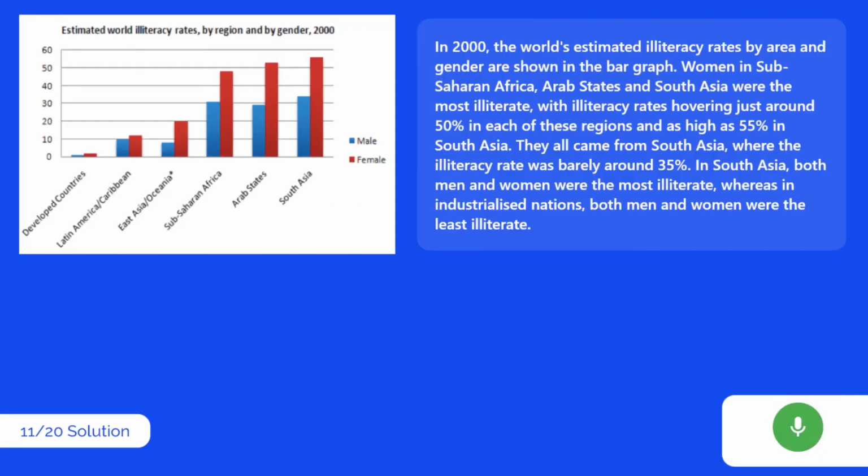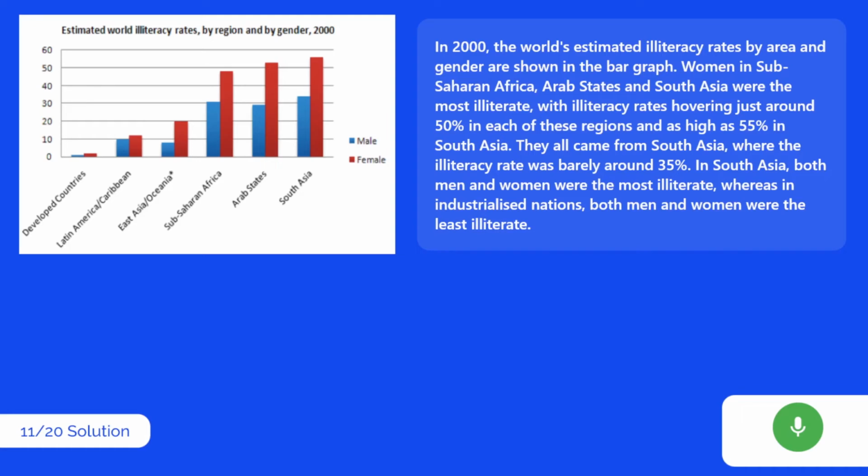In 2000, the world's estimated illiteracy rates by area and gender are shown in the bar graph. Women in sub-Saharan Africa, Arab states and South Asia were the most illiterate, with illiteracy rates hovering just around 50% in each of these regions and as high as 55% in South Asia.